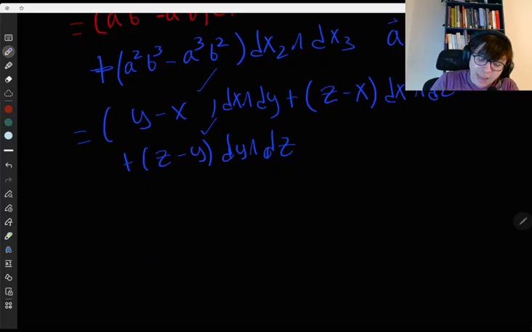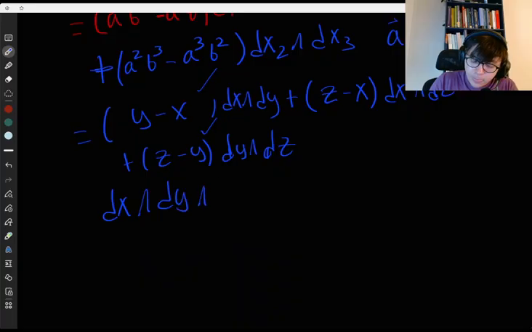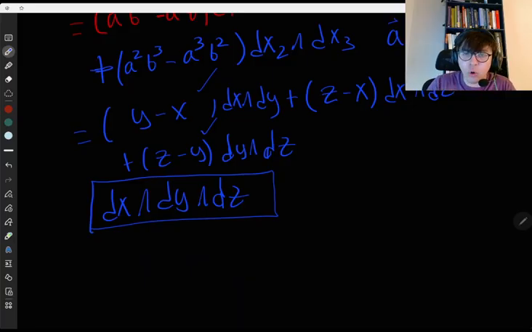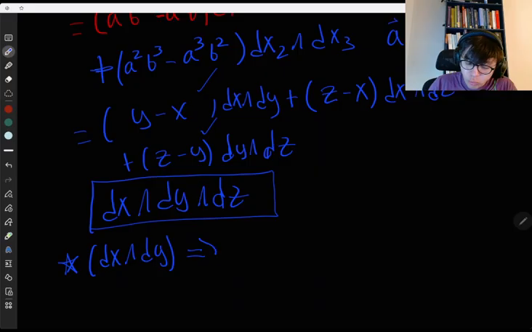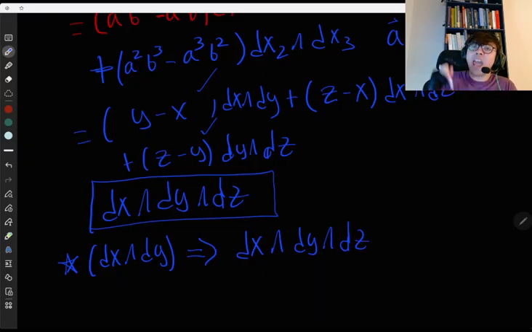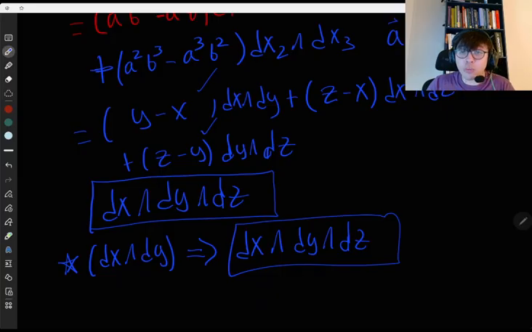So in this case, let me write this here. This is my end goal. I want to have this as my end goal. So when I'm Hodge starring something, I'm going to rewrite it like this. I'm going to put it at the start. And whatever it takes for me to get back to this form, that's going to be the answer.